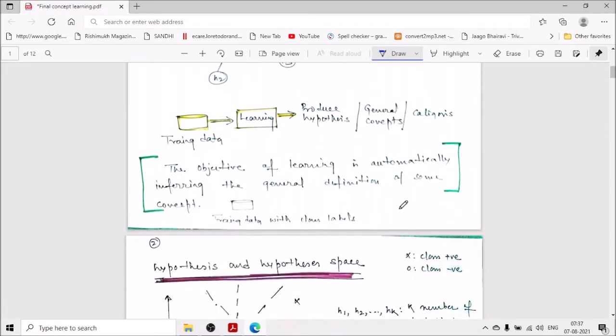Now we can see we have training data, and we may apply some learning techniques. From those learning techniques we can produce some hypotheses, which are also called general concepts, or you can say categories. So the objective of learning is to automatically infer the general function of some concepts.